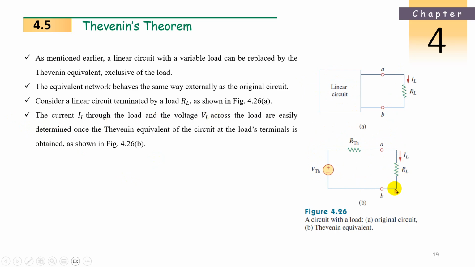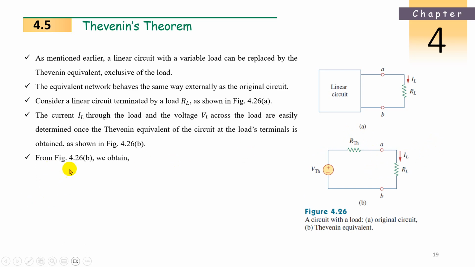The voltage across VL and the current through the load are easily determined once the Thevenin's equivalent of the circuit at the load terminals is obtained. Once you find V Thevenin and R Thevenin, and we connect the load resistance back, these two resistances will be in series with this voltage. So V divided by the total resistance is the total current, that is IL. So directly we can get it.